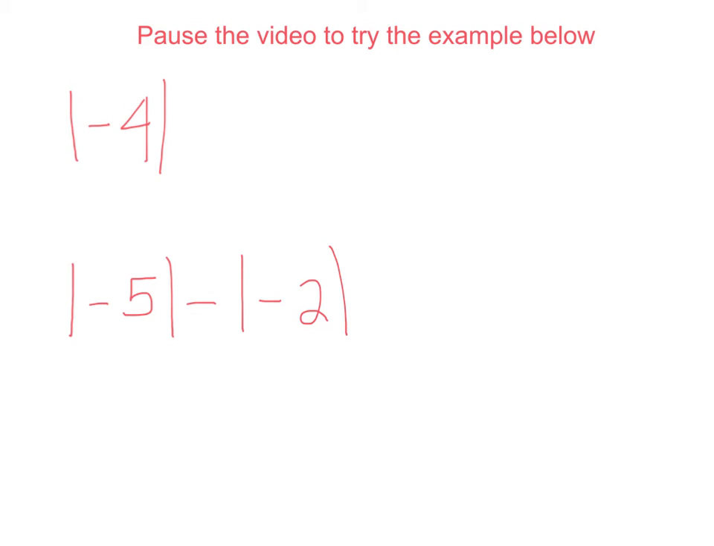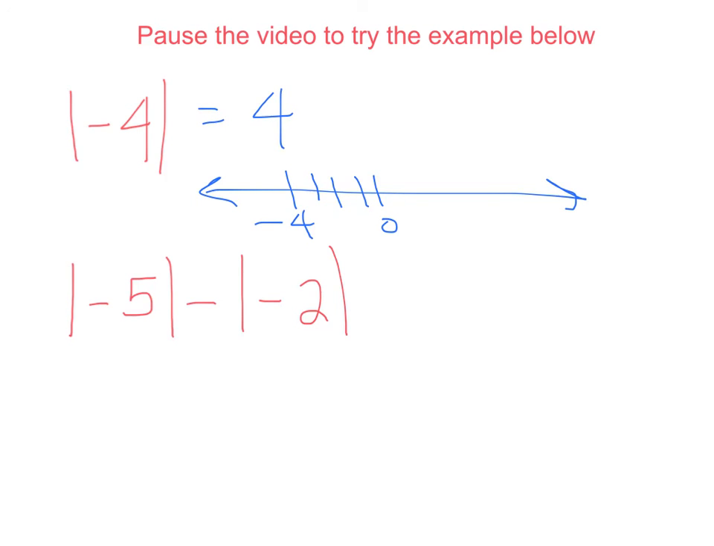So let's take a look at the first example. You have the absolute value of -4. Again, we're just thinking about how far -4 is from 0. Well, if we graphed it, 1, 2, 3, 4 is our -4, and so it is 4 points from 0, so it'd be 4.